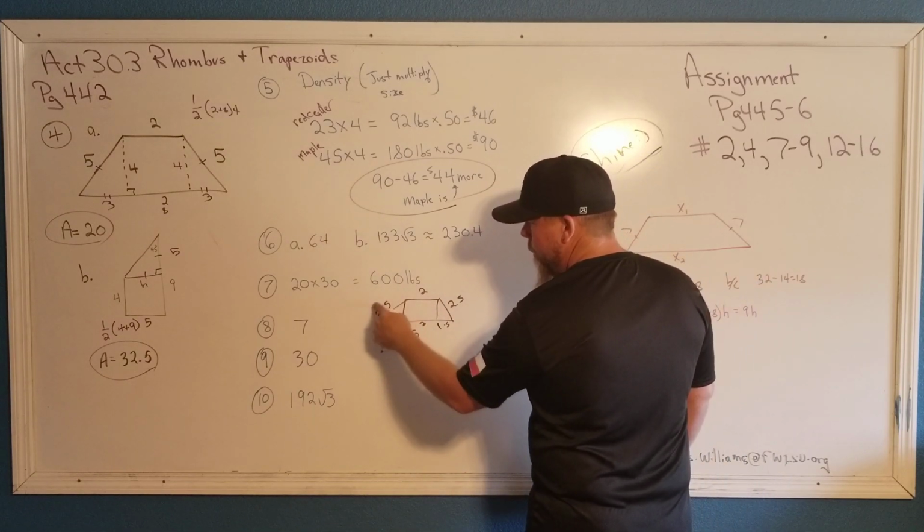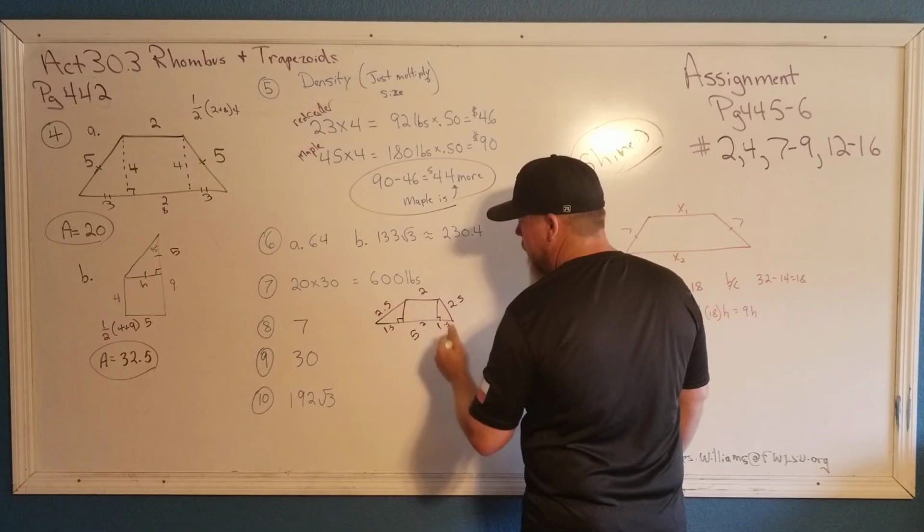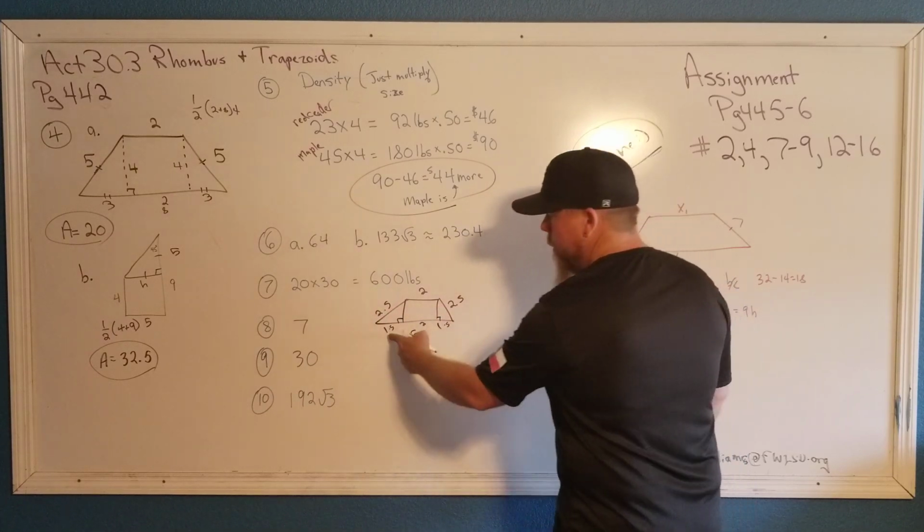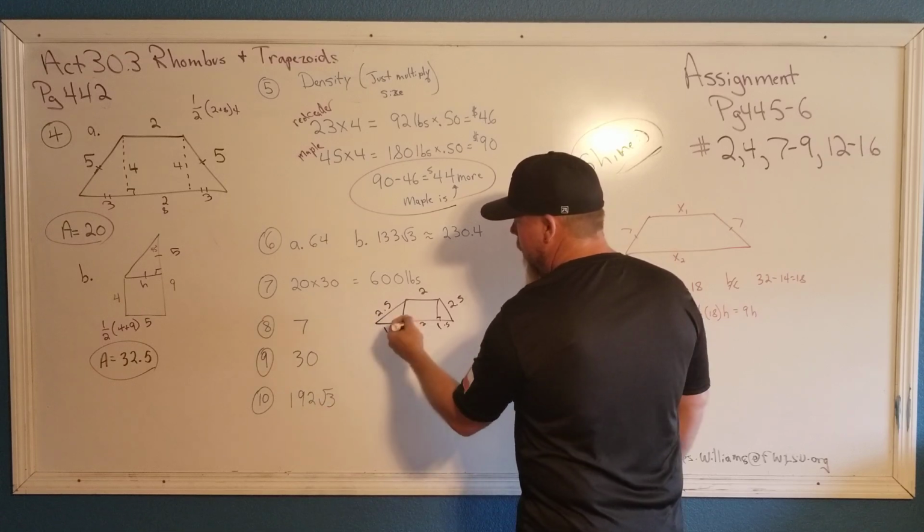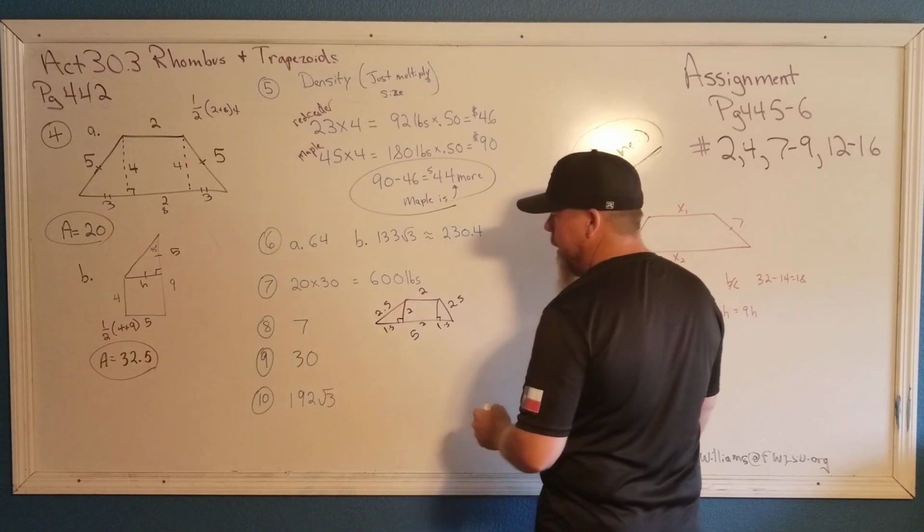This is a 3, 4, 5 triangle as well, even though it's kind of half of that, right? What's half of 3? 1.5. What's half of 5? 2.5. What's half of 4? 2. So my height is 2.